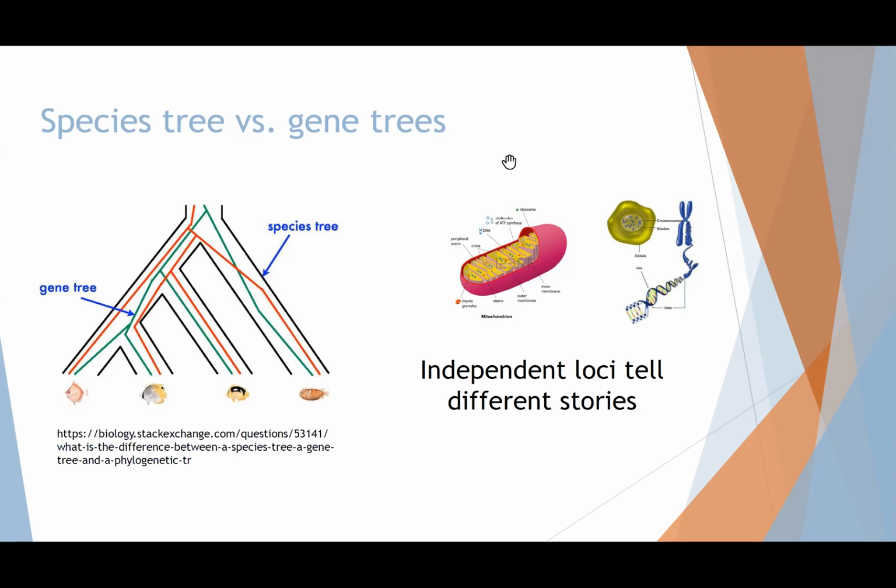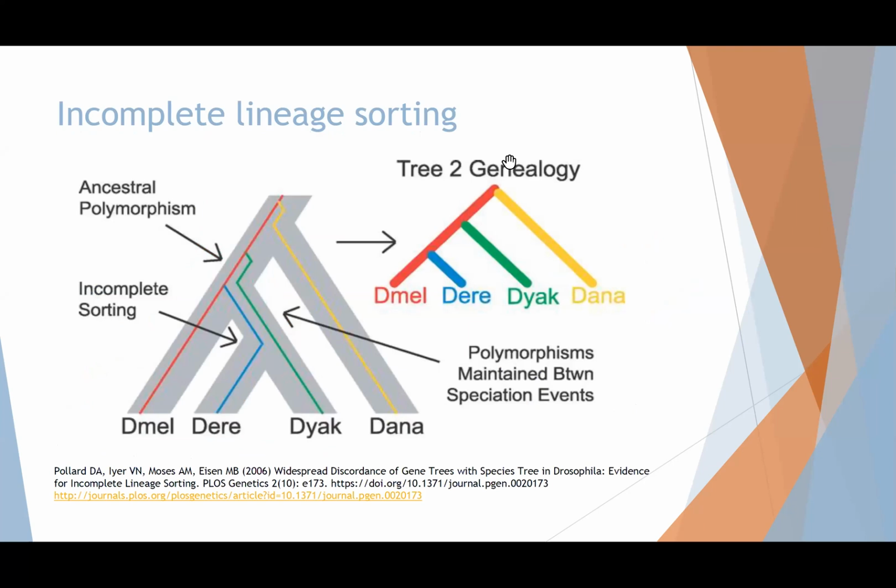Let's assume that the red gene tree came from mitochondrial data and the green gene tree came from nuclear data. This is because independent loci tell us different histories. Incongruence of gene trees comes from different processes, for instance, incomplete lineage sorting.